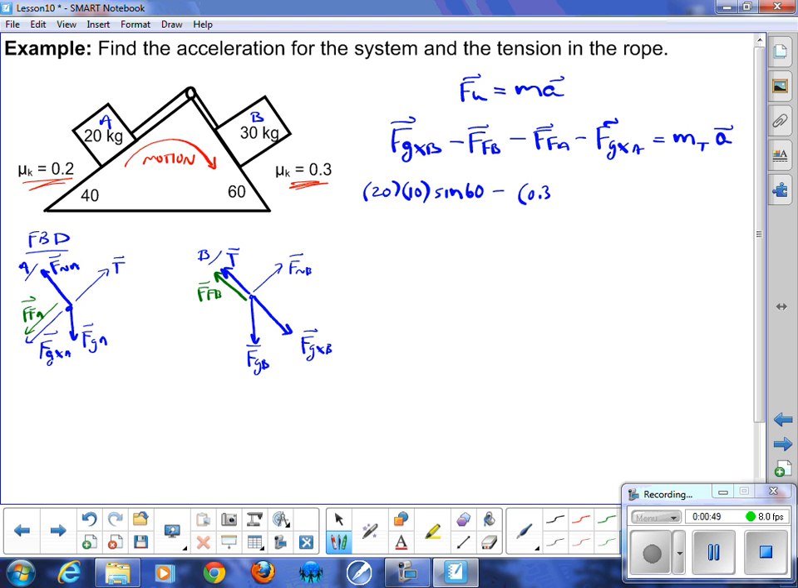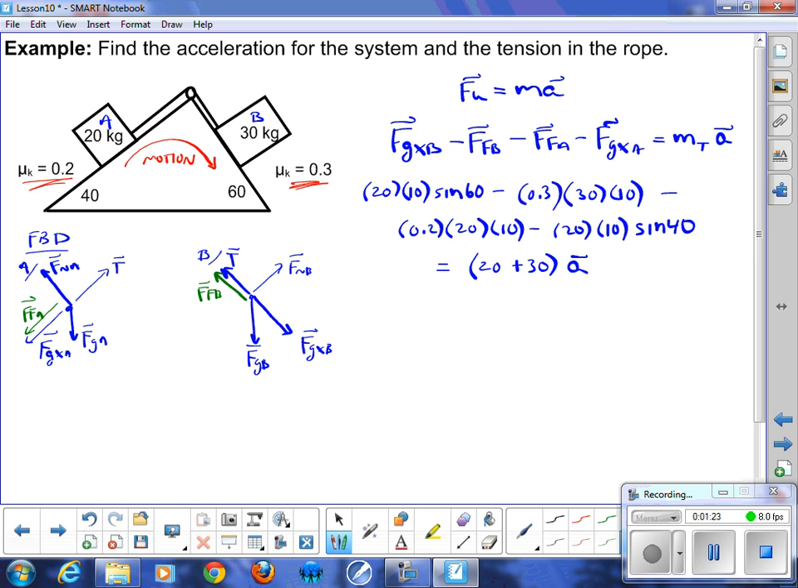So it'd be mu 0.3 multiplied by mass of the object, 30, multiplied by gravity, 10, minus force due to friction on A. So I'll start down here, 0.2, mass is 20, gravity again is 10, minus FGX, so it would be your mass, 20 times gravity, multiplied by sine 40, and that's equal to mass of the system, 20 plus 30, and I'm looking for the acceleration of the system. That's why I put the S there.